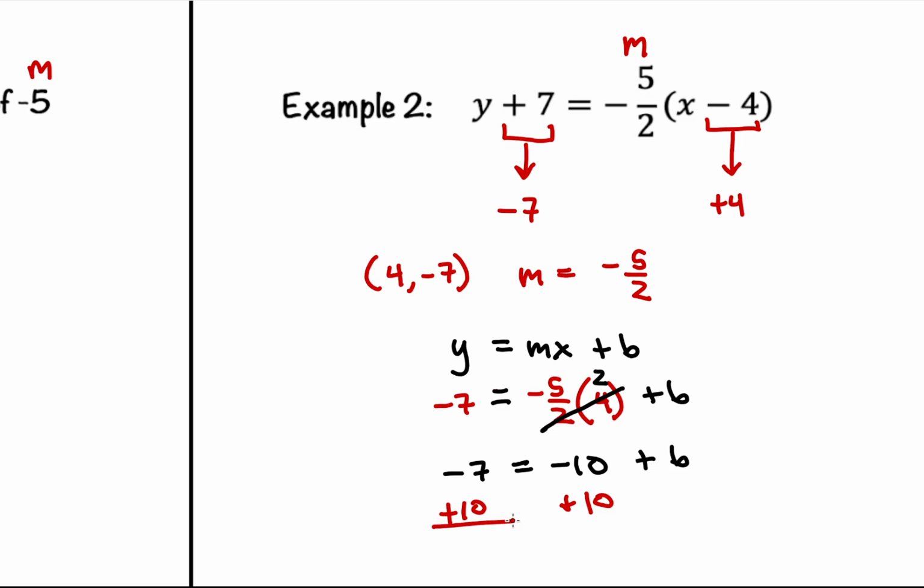Add 10, and we're going to get 3 is equal to b. So the final form of this equation from y plus 7 equals negative 5 halves of x minus 4 can be rewritten as y equals negative 5 halves x plus 3.